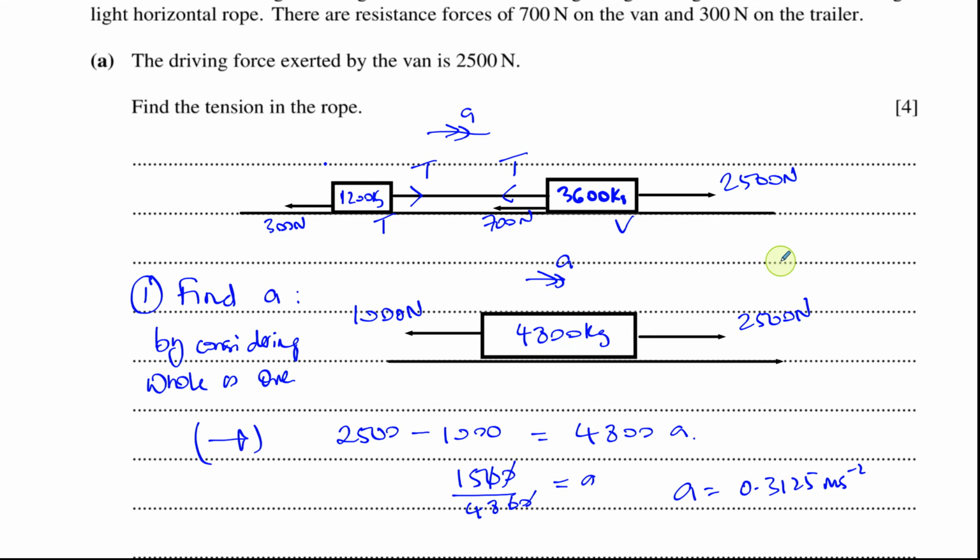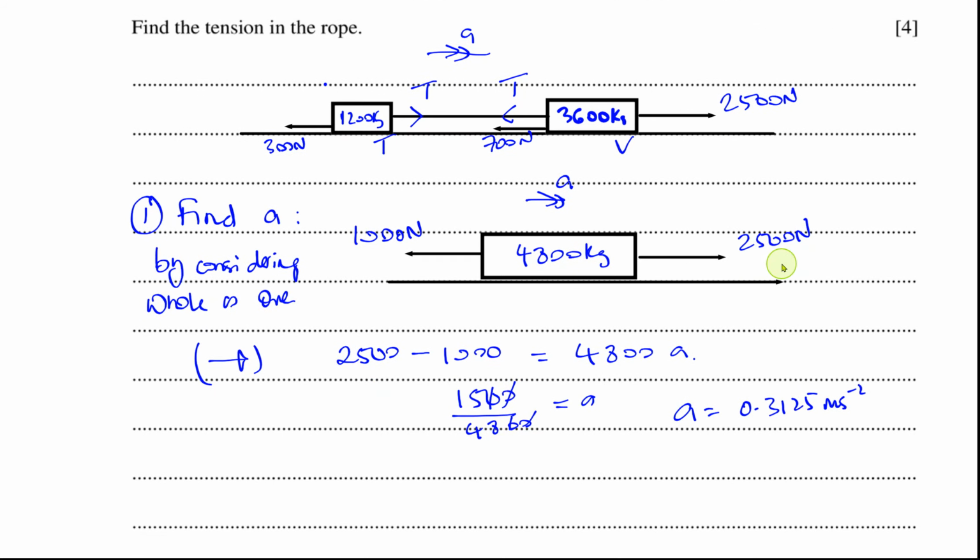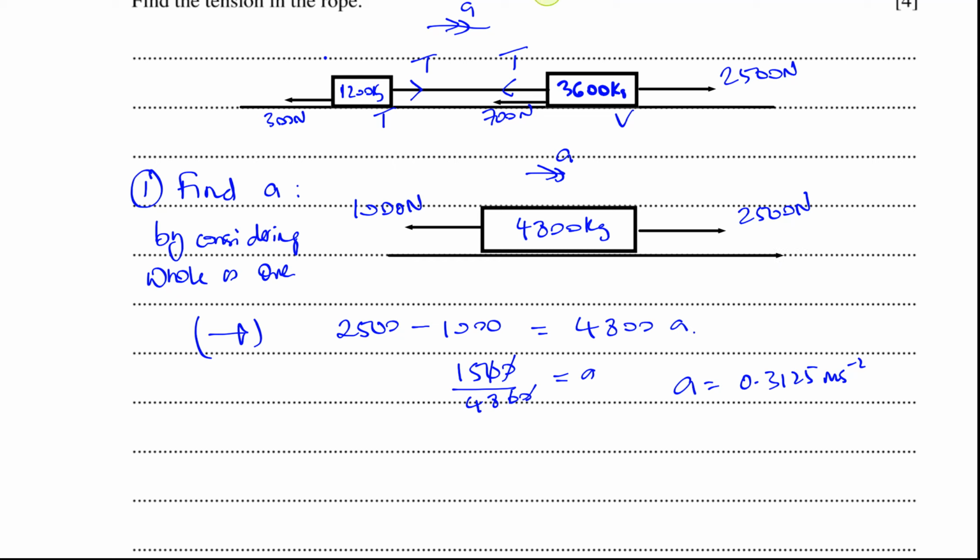Now our issue was to find the tension in the rope. We know the acceleration of the whole system now, which is 0.3125. So the tension in the rope can be found by either considering the trailer on its own, or we could consider, if we want to, the van on its own. Both of those will give us the correct value for T. And I'm going to show you both ways so you can see how it works.